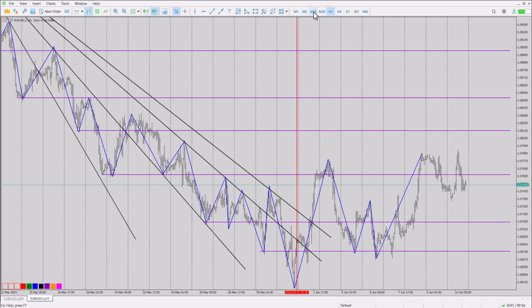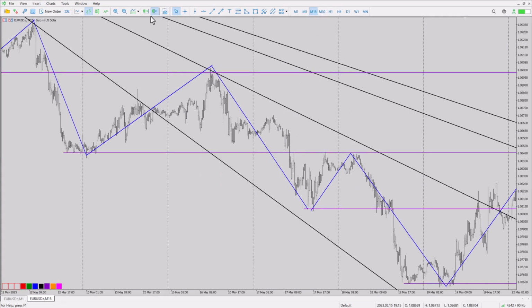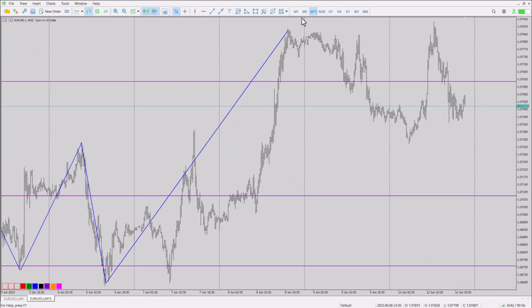If you go to the 15 minute chart, you cannot trade on the 5 minute chart because 5 minutes to 15 minutes is just 3 times bigger. That's not good. You have to go to the 1 minute chart. So determine your higher time frame first and then work your way down to the lower time frame.